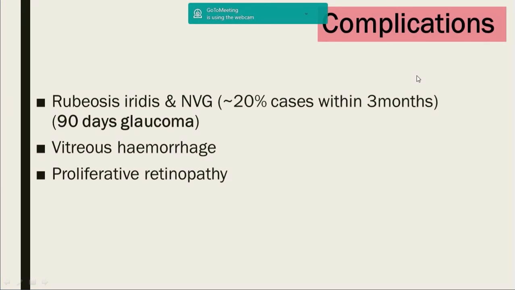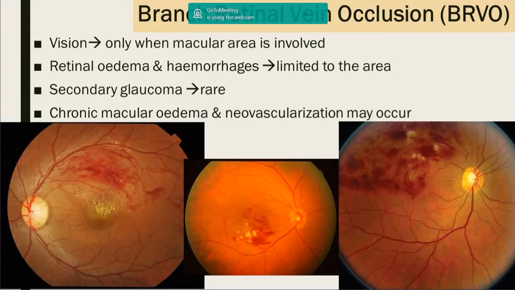So complications of CRVO, especially ischemic CRVO, include rubeosis iris. That is, neovascularization present in the anterior chamber at the level of the iris, or it causes neovascular glaucoma. It is usually seen as a chronic feature or a little late feature, which develops within 3 months of CRVO. So it is also called 90 days glaucoma. Apart from that, there are other complications like vitreous hemorrhage and proliferative retinopathy that might occur. So that was about central retinal vein occlusion.